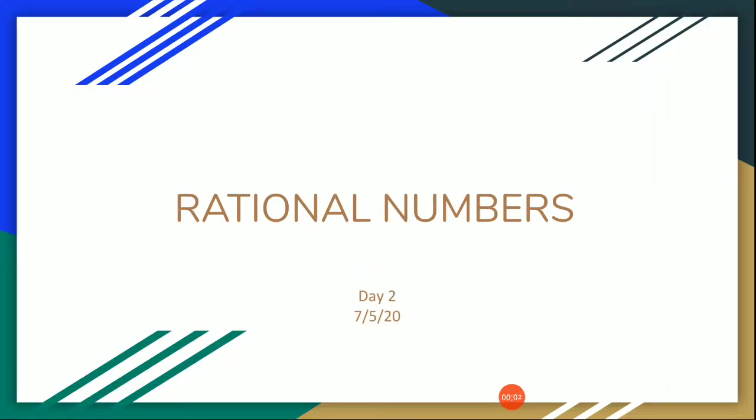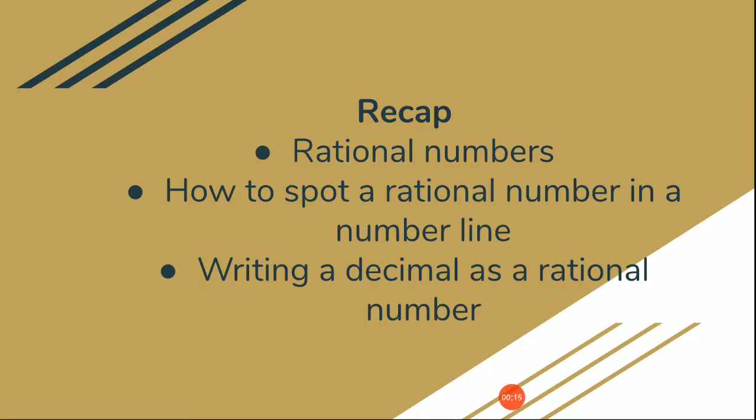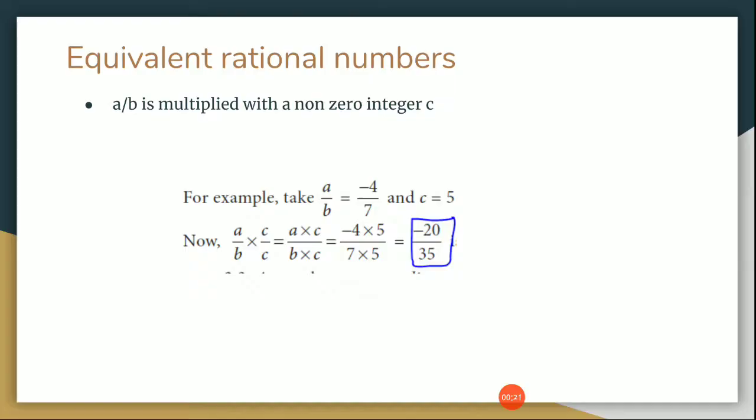Namaste children. Yesterday we saw what are rational numbers. Tell me what are rational numbers. Integers along with fractions and decimals are called rational numbers. Very good. And then what else did we see? We know how to spot a rational number on a number line and how to write a decimal number as a rational number. Today we are going to see how to write an equivalent rational number.